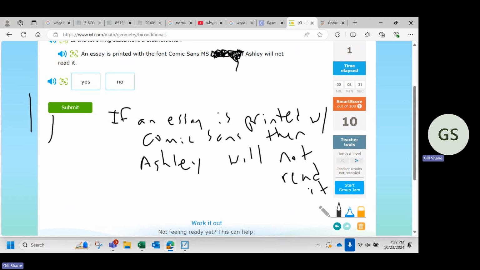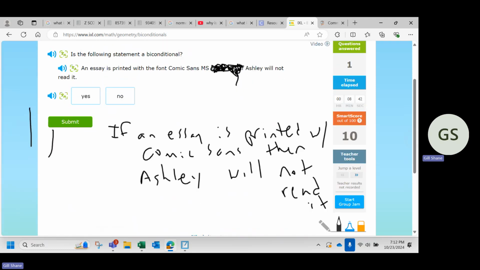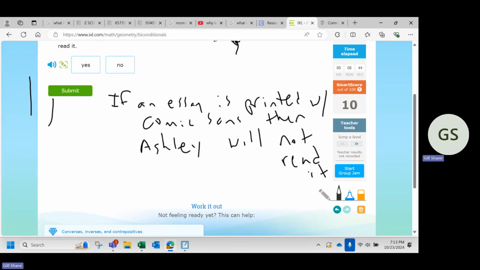So we assume that is true. We assume the original statement is true. Now we write the converse of that. Just make sure I read the question. Yeah. So the converse of that, we just switch the order, and this would be a second statement. If Ashley will not read an essay, then it is printed with Comic Sans. We flipped it around. Now, this is where it got kind of confusing because sometimes we're like, wait a minute, that doesn't make sense. We disagreed with what they were saying.